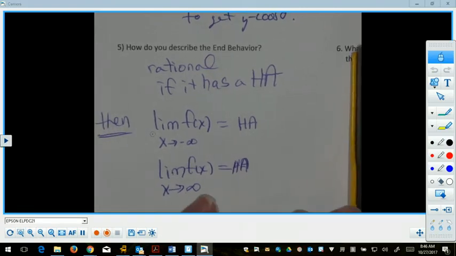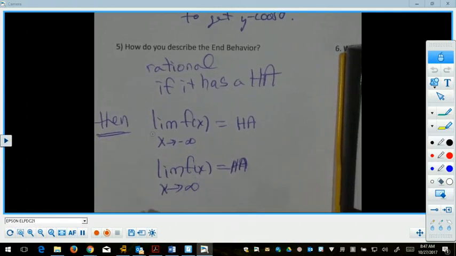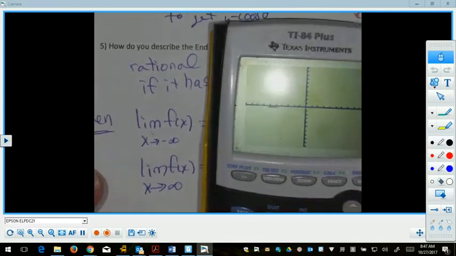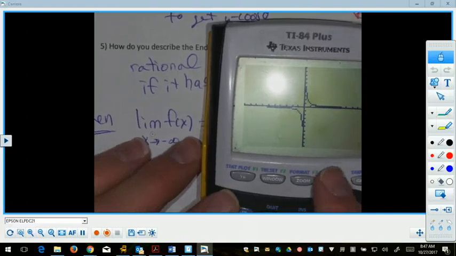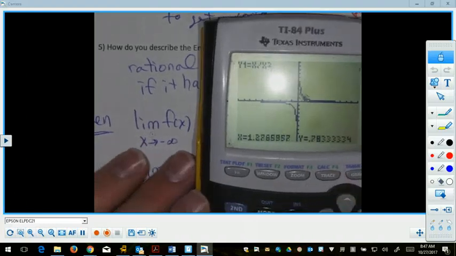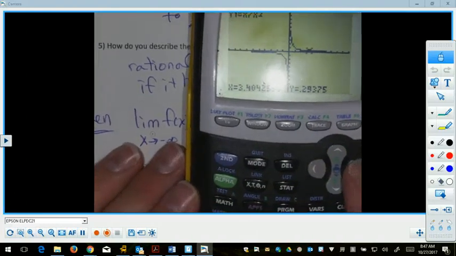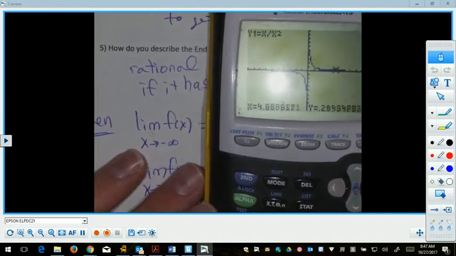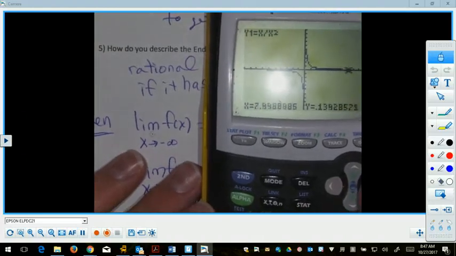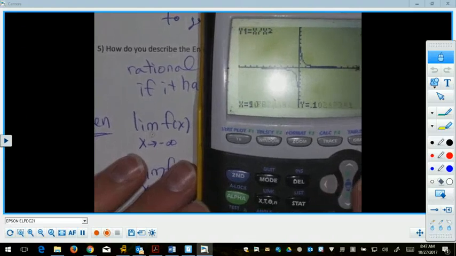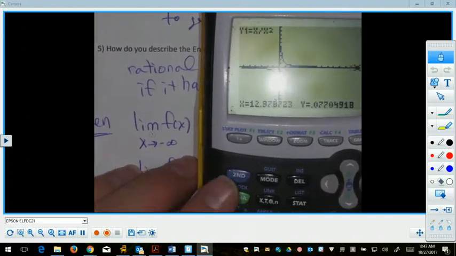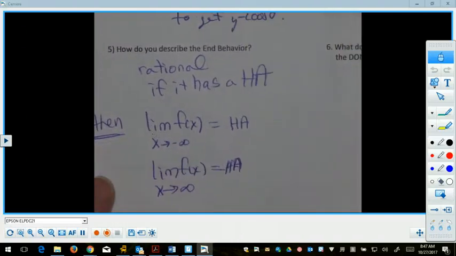So when I had x over x squared, I could click trace if I want. It's just getting closer and closer and closer to 0. You can see those y values going down, and they just keep going down. And it's eventually going to say e to the negative whatever, okay? Because it's just going to get closer and closer. It keeps jumping on the graph, but you get the idea.